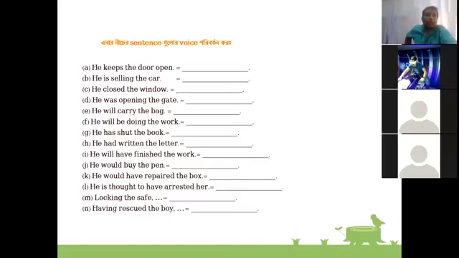Locking the safe. Here locking is the verb. The safe, the safe means the box, is the object.